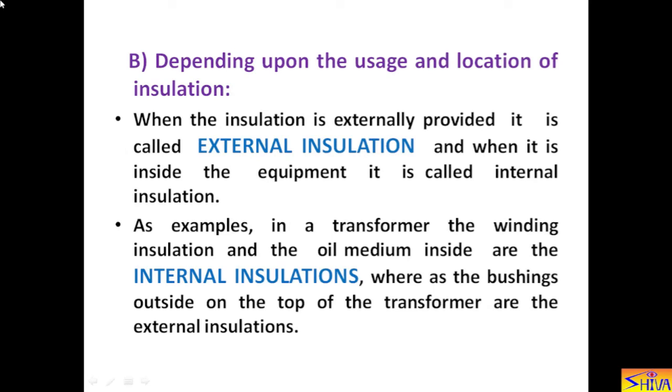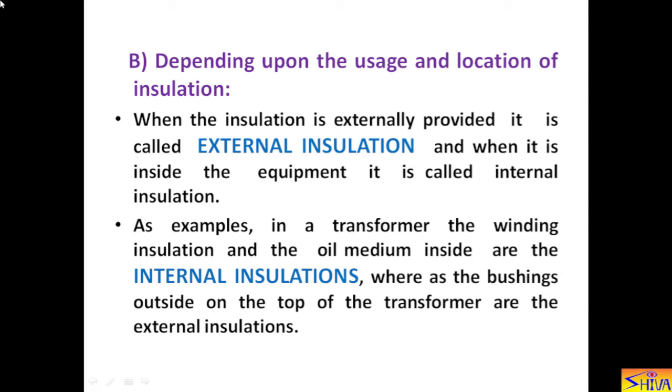The second classification is according to the usage and the location of the insulation. The first is external insulation. When the insulation is externally provided, it is called external insulation. And when it is inside the equipment, it is called internal insulation. So, if you are able to observe the insulation, then it is called external insulation. If in the machine you are not able to observe the insulation, it is called internal insulation.